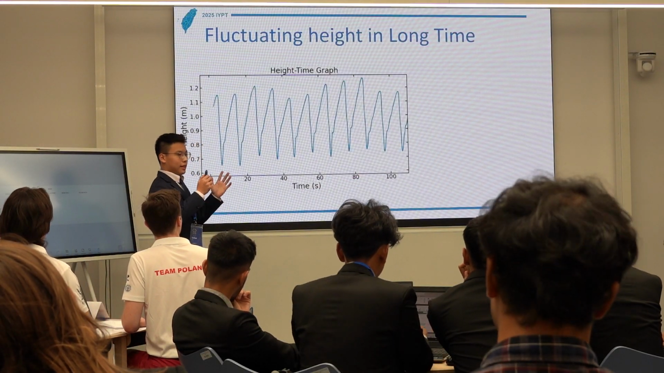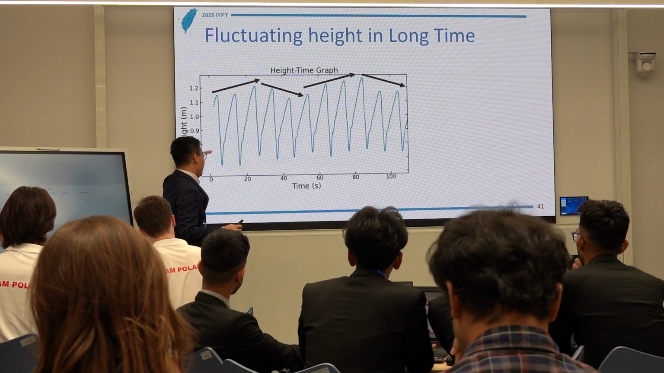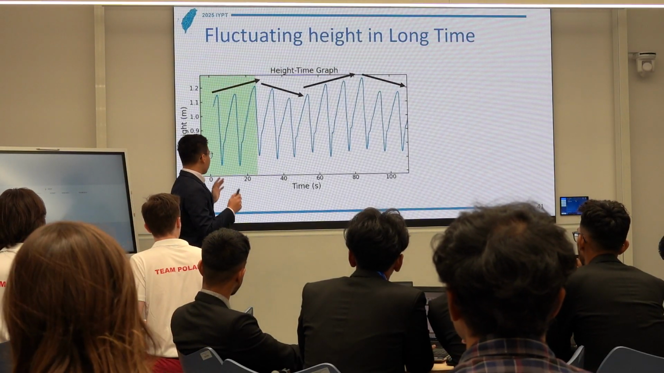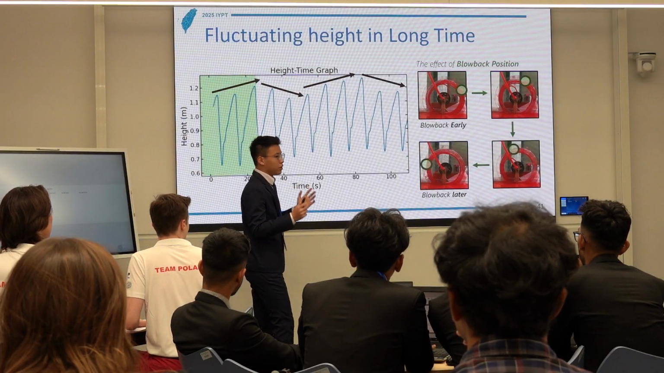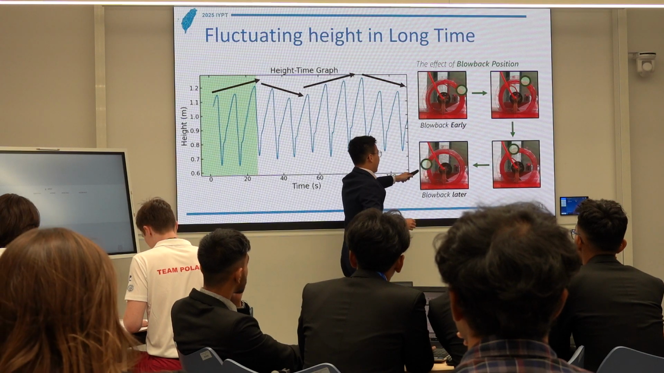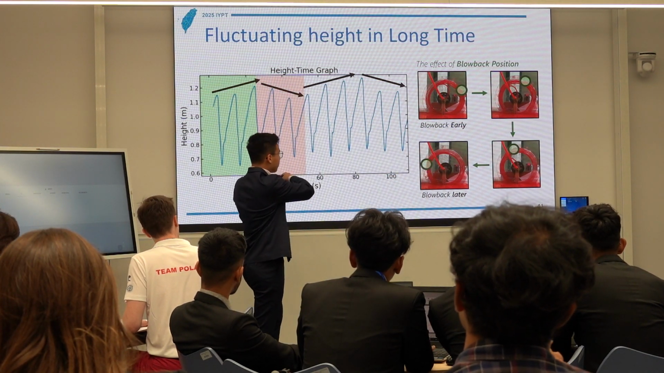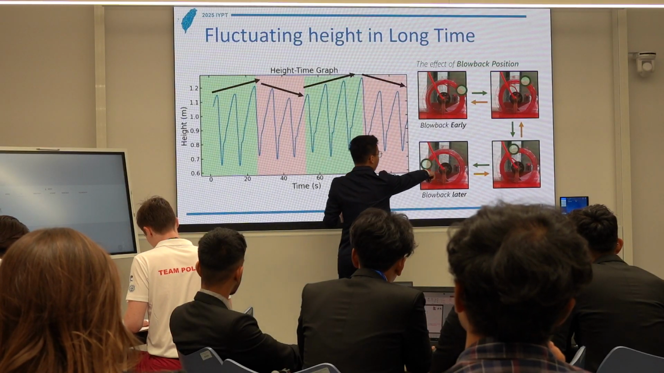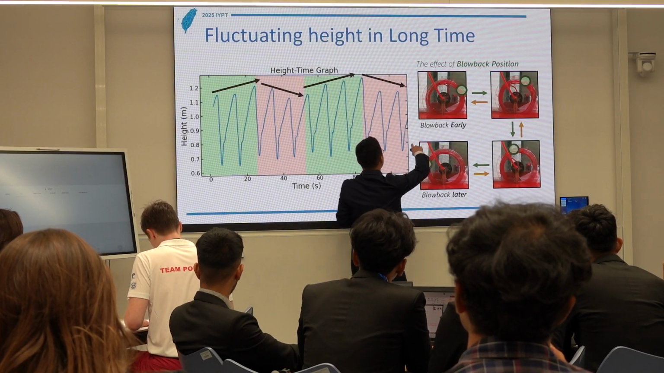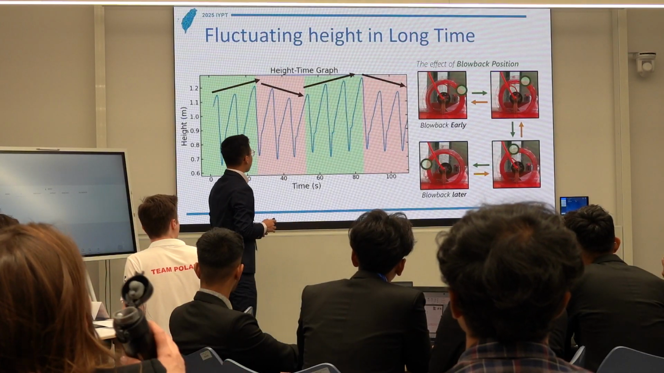Then I also investigated the case of the fluctuating height over a long time, where we see a general trend of up, down, up, down. For the green region, it's because the blowback position is getting changed. It will get blown back early and then transfer to blown back later. So that's why it will increase. And the opposite will happen in the red region, as it will go from blown back later to blown back early. This will repeat, causing a general trend of up and down.